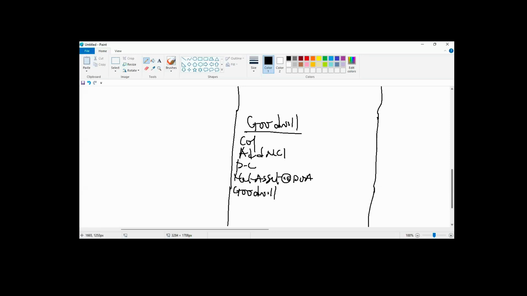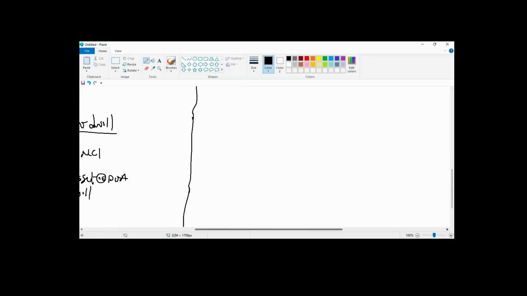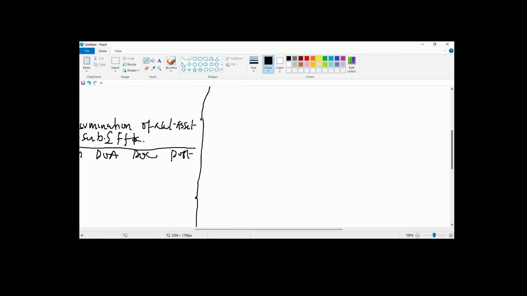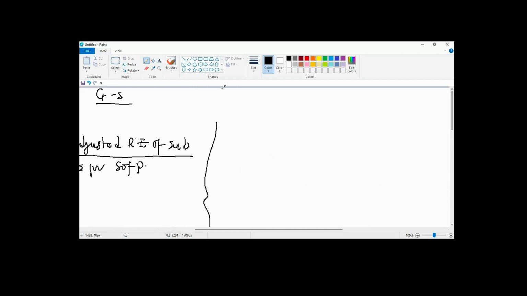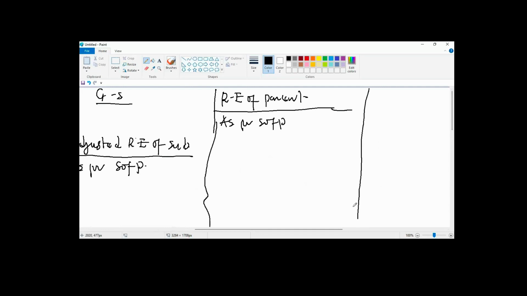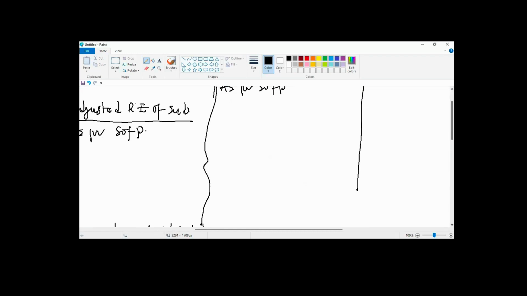What do I need next? The retained earning of the parent, which is the consolidated retained earning, or say as per SFP. Then I need NCI. Date of acquisition. That's all.